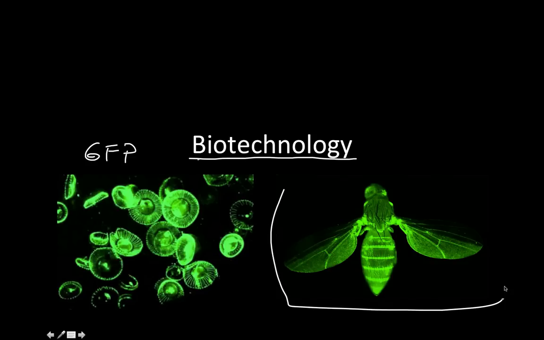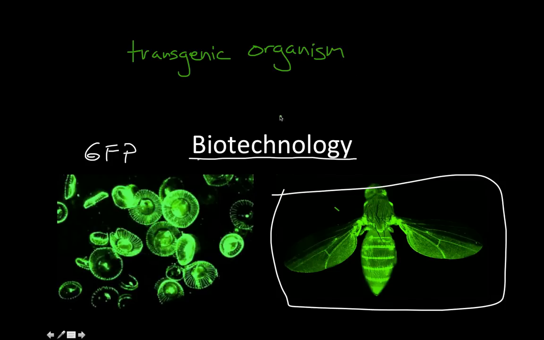Now, this insect has DNA from two different sources. It has its own insect DNA and it has DNA from the jellyfish. This is a special case. This individual is said to be a transgenic organism. Any individual that has DNA from two or more sources is a transgenic organism.